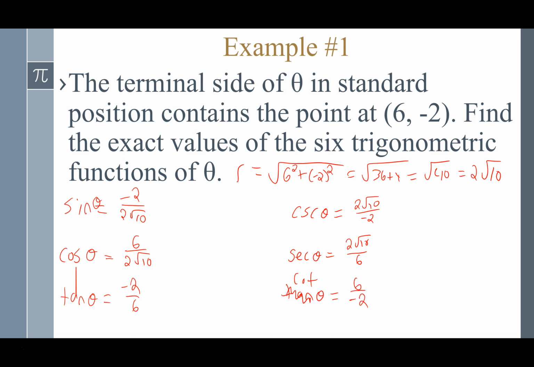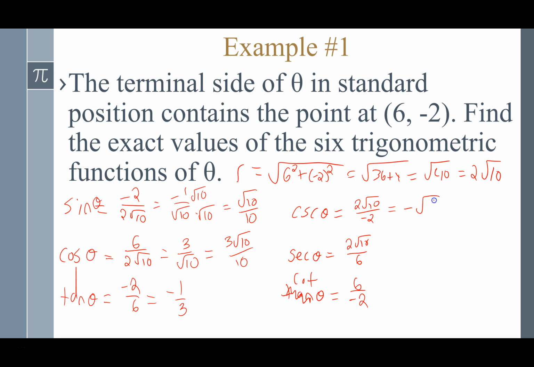Now for each one of these we have a fraction, which means the fractions need to be reduced. For sine it becomes negative 1 over square root of 10. If we remember our rules of radicals, we can't have a square root in the denominator. So we multiply by radical 10 to rationalize and get negative radical 10 over 10. Cosine will reduce to 3 over square root of 10. Again, rationalizing, we would get 3 radical 10 over 10. Tangent, a simple one, just reduces to negative 1/3.